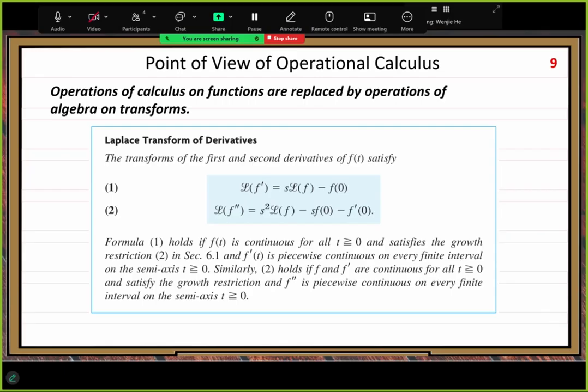All right. Formula 1 holds if f of t is continuous for all t greater or equal to 0. That's a pretty weak condition. Why does Formula 1 hold for f continuous? Because when you take the derivative, in order for f to be differentiable, it must be continuous, right? If it's not continuous, then it cannot be differentiable. At some point, the derivative is not defined. So continuity is a minimum requirement for f to be differentiable. It's a very weak condition. And it needs to satisfy the growth restriction too.